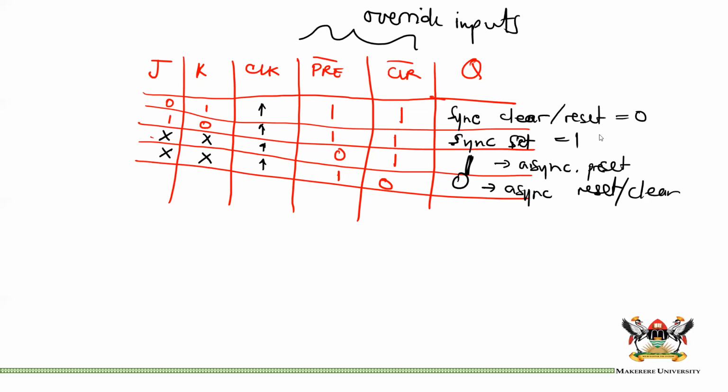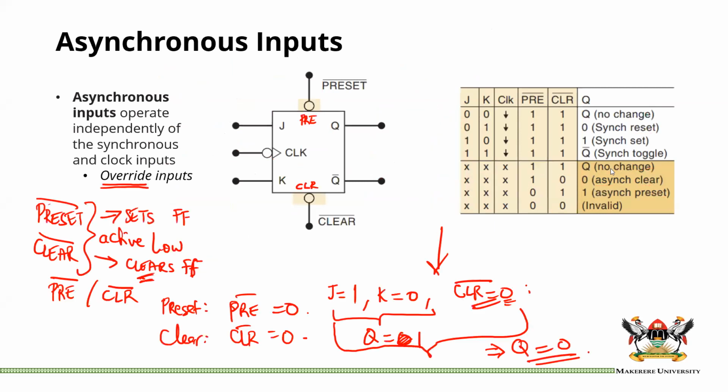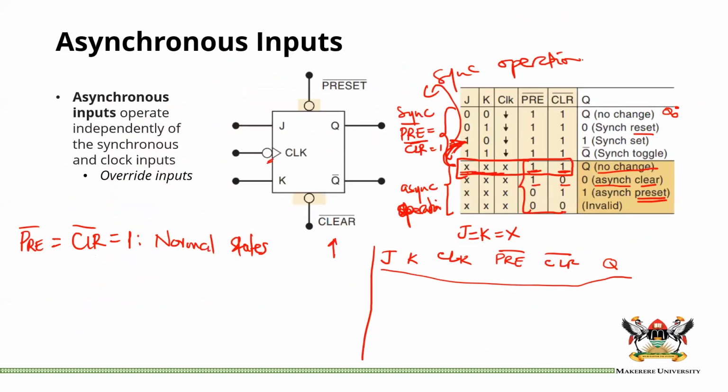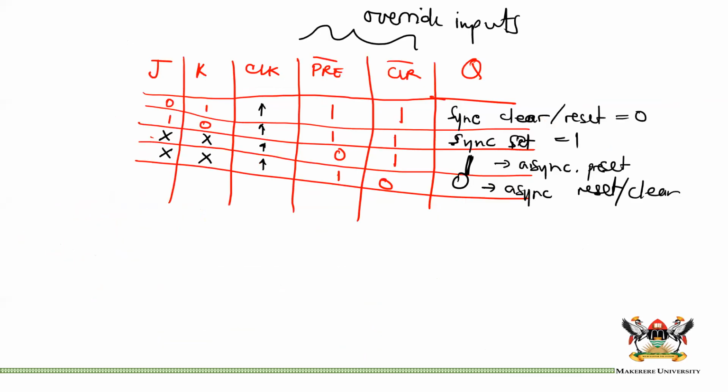I hope that that is also clear. Doctor, does the preset and clear always work as an AND latch? I don't know what you mean. No. I think maybe now I understand. Do they always work as an AND latch? No. All the flip-flops have them. Any flip-flop, even the D flip-flop.